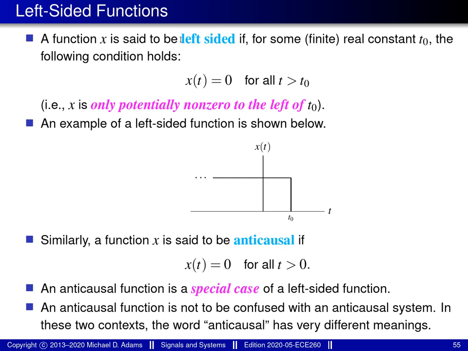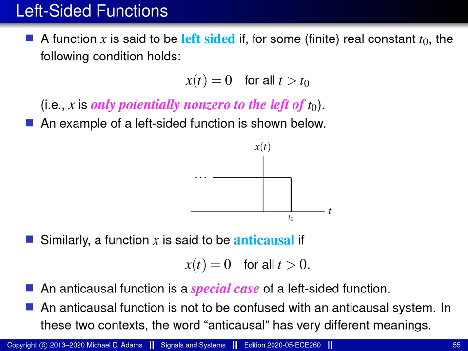In other words, the word left in left-sided is identifying the place where the function is potentially non-zero. So it's equal to 0 to the right of the point t0, and it's potentially non-zero to the left of that point. So an example of a left-sided function is shown in the graph in the middle of the slide, this function here that's labeled as x. This function is left-sided because there exists a point which I'll call t0, such that everywhere to the right of this point the graph of the function is 0.